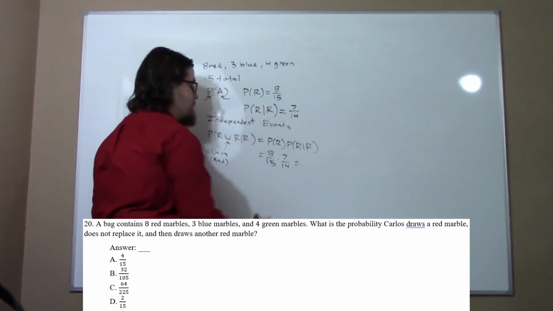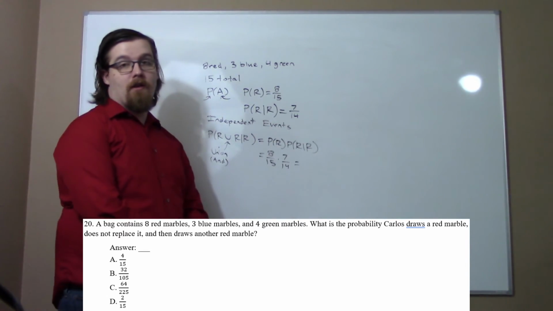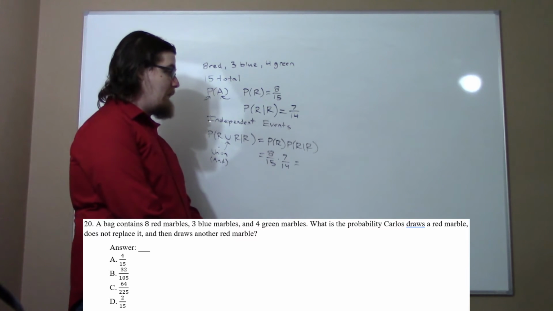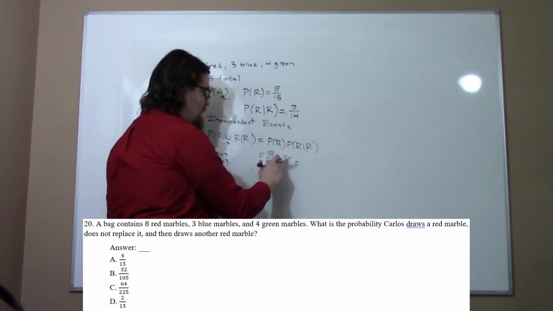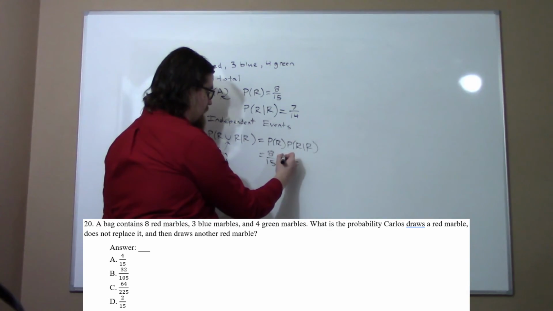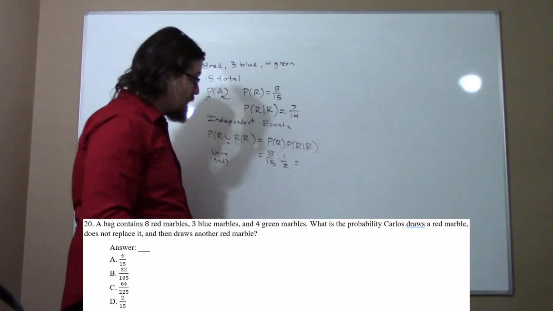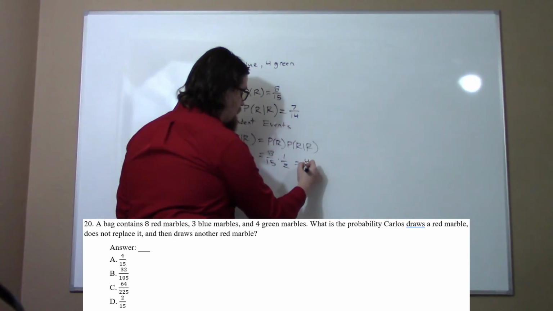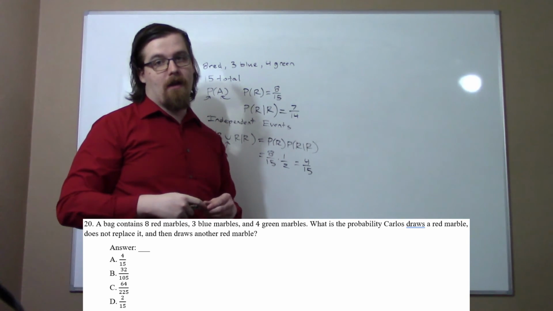Now before we do this multiplication, this looks nasty, right? I should note that 7 over 14 is the same as 1/2. So we'll go ahead and replace that 7 over 14 with 1/2, and this problem suddenly becomes a lot easier to calculate. So 1/2 of 8 is 4, so we have 4/15, and that is answer choice A.